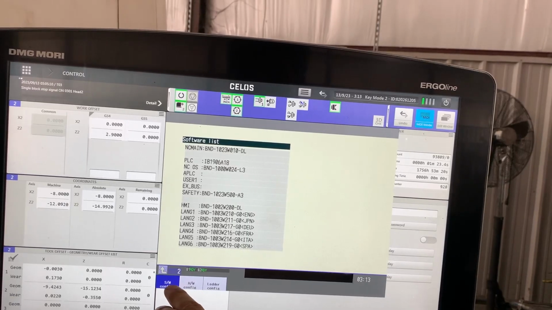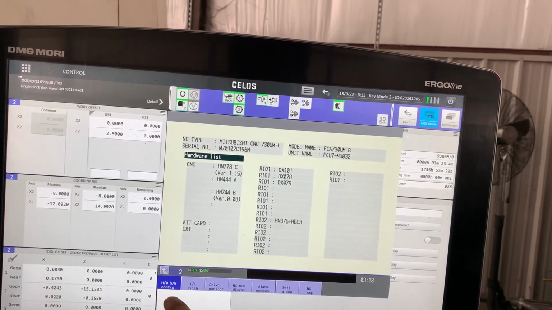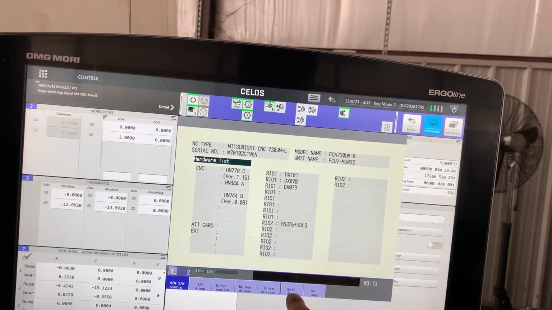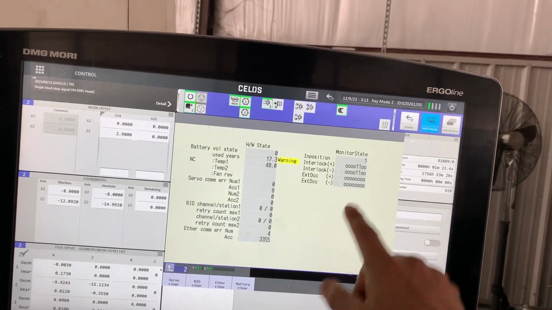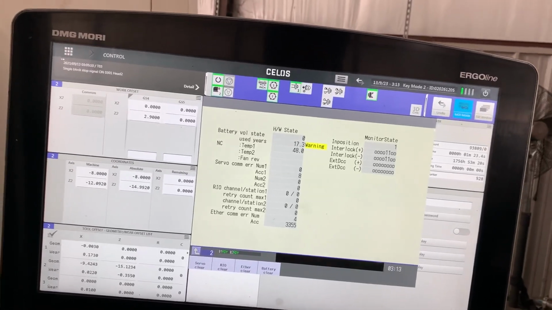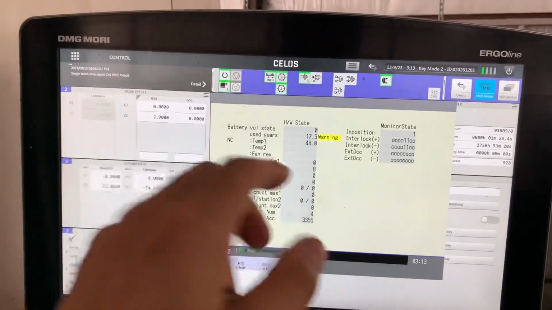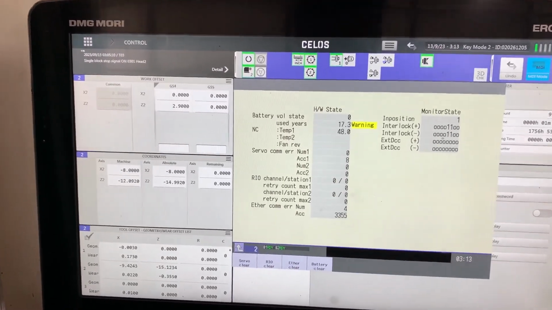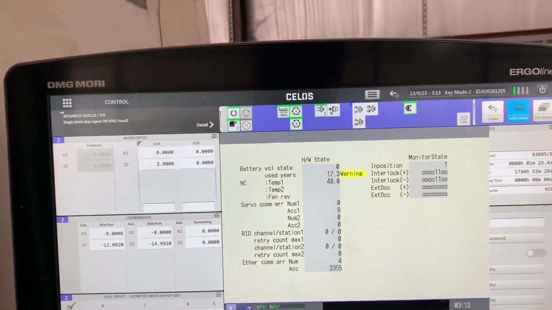or any other. So what you have to do is to look for the self-diagnosis, and you see we have interlocks right here, plus and minus. We're gonna open the door.